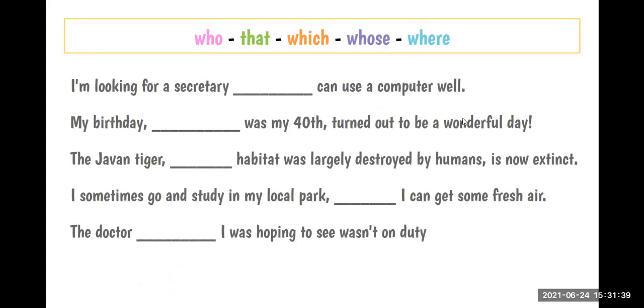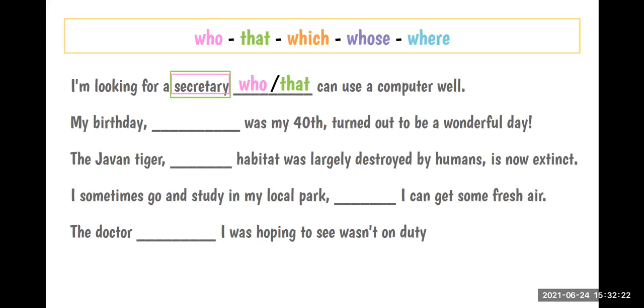What can I say here? I am looking for a secretary. Who, right? Because we are referring to, ¿a qué nos estamos refiriendo? Secretary. But we can also use that, because we can use who or that for people. So a secretary is a person, right? Very good. So I'm looking for a secretary who or that can use a computer well.